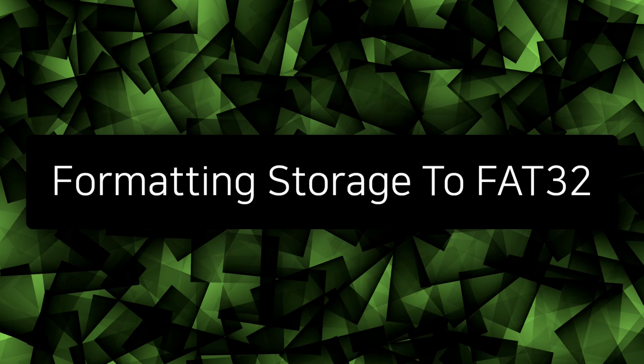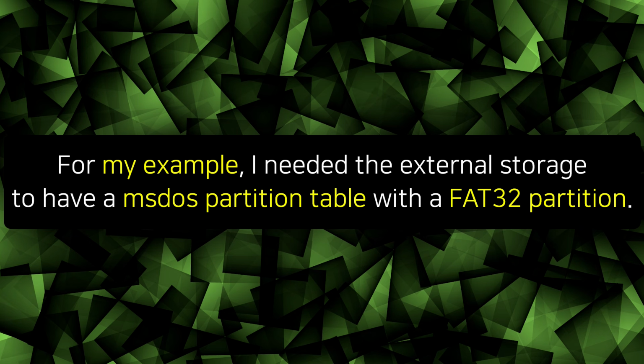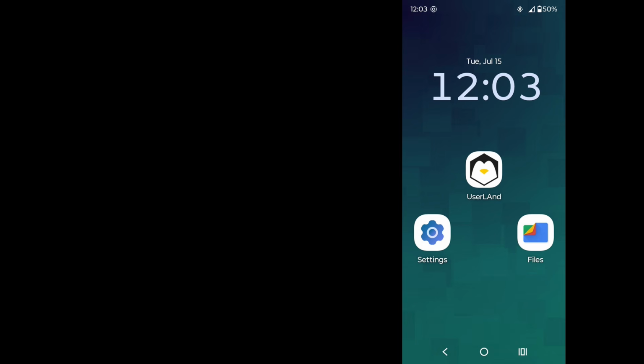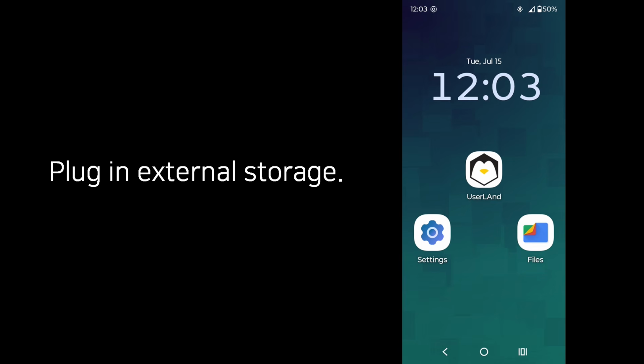Now I will cover formatting external storage on Androids, Chromebooks, and PCs. In my case, for the Ender 3 Pro, it was only able to read from an MS-DOS partition table that contained a FAT32 partition. First, I will cover formatting external storage with an Android. For my case, the following solution for Android formatted the external storage with an MS-DOS partition table that contained a FAT32 partition. To do that, we can first plug in our external storage device.